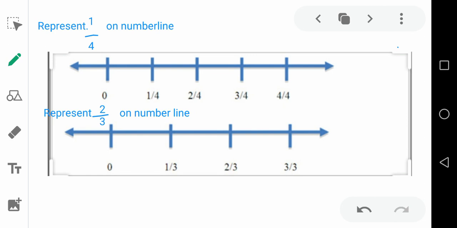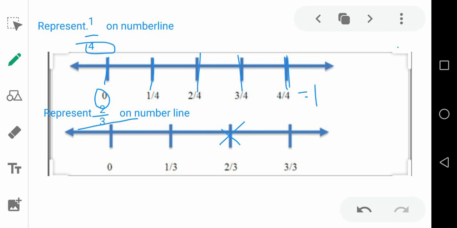Okay. So that's it. Now next is represent 1 by 4 on number line. 1 by 4 means positive rational number. That means it will be towards the right of 0. So what you have to do is, you have to draw the number line. You have to mark 0 and 1. Then what is the denominator? Denominator is 4. So you have to divide the portion between 0 and 1 into how many equal parts? 4 equal parts. So you have 1 by 4, 2 by 4, 3 by 4 and 4 by 4. Clear? Next is 2 by 3 on number line.